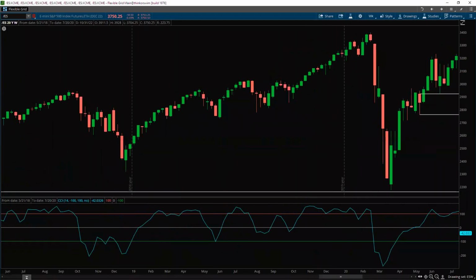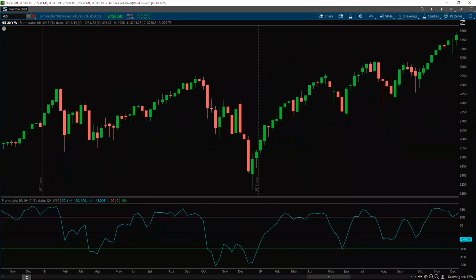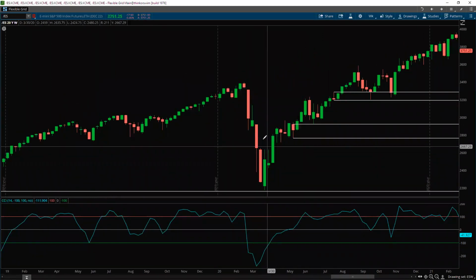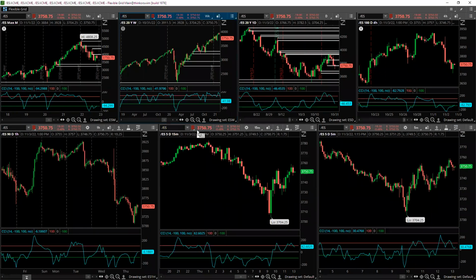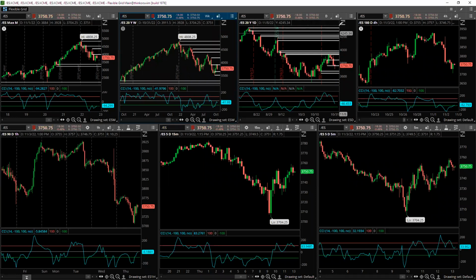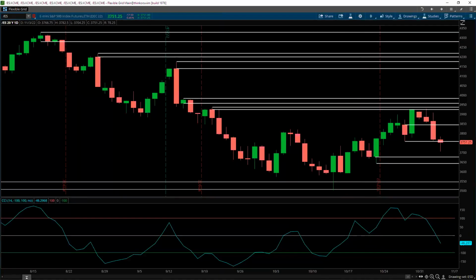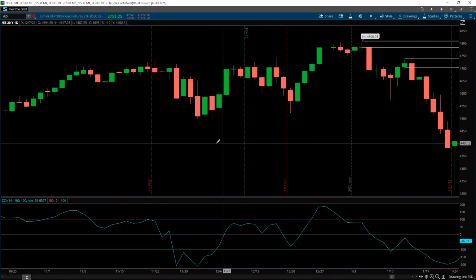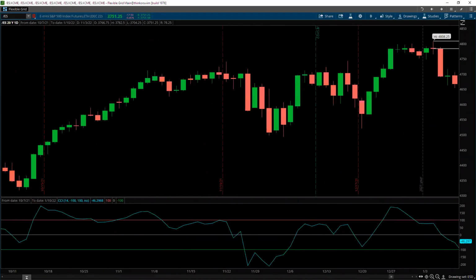We have to go back to, I think it's here, and really on a daily chart. This is the March drop. Let's go back onto a daily chart. Let's see if we can go that far back into March 2020.